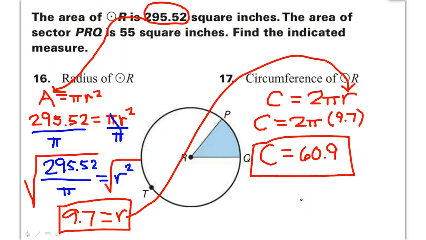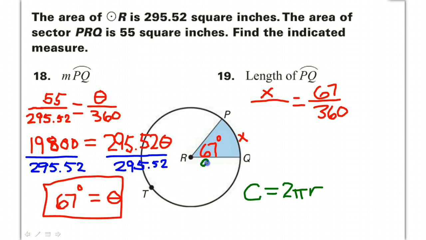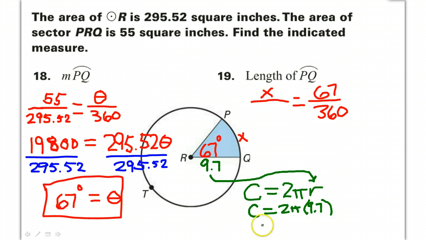Luckily we found that on the previous problem. I just need to switch back. We found previously that the radius was 9.7. So this radius is 9.7, so we'll just borrow that and substitute it. That means the circumference is 2 pi times 9.7, which is 19.4 pi.